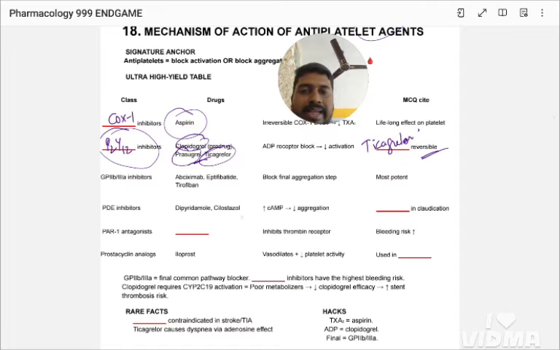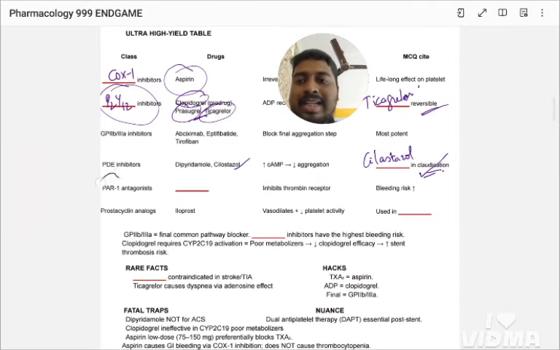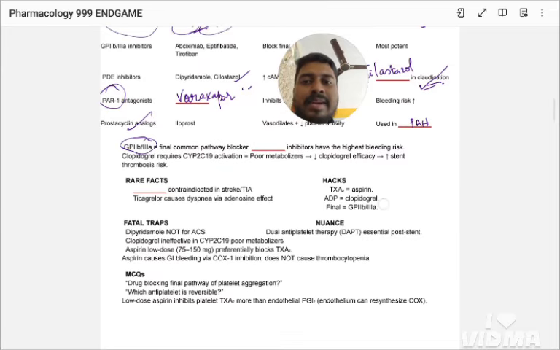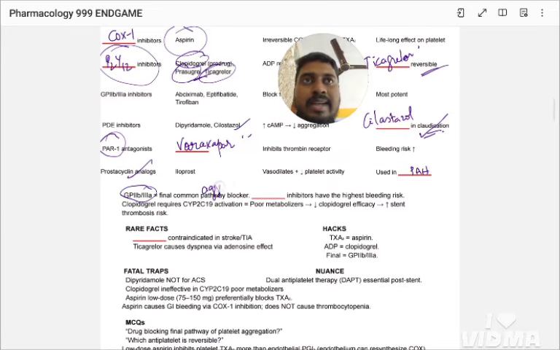Next, PDE inhibitors, which are not very important for us. It is used in claudication also. So which is used? Cilostazol. Cilostazol is a PDE inhibitor, which has antiplatelet effect, but it is also used in claudication. Next, PAR1 antagonist. I told you, protease activating receptor 1 antagonist. What is that? Vorapaxar. It's a new drug, vorapaxar. Next, prostacyclin analogs are used in PAH also, pulmonary arterial hypertension. Next, GP2B3A. It is the final blocking pathway because it blocks aggregation.